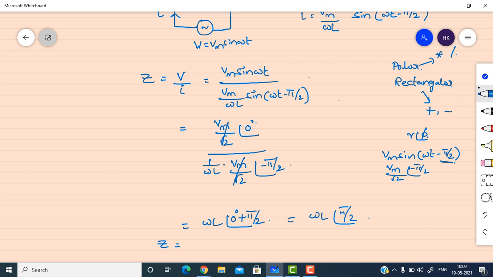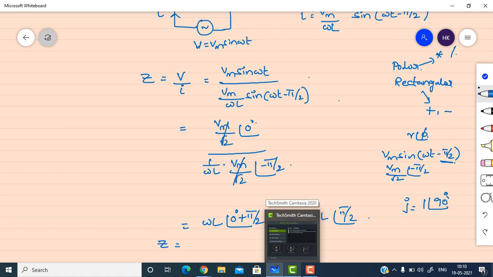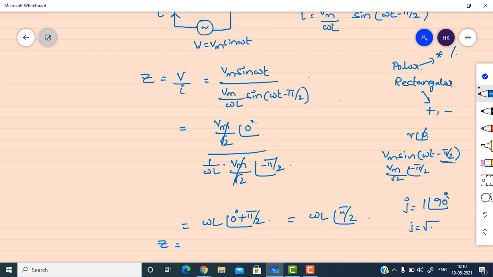Now Z is equal to omega L at an angle 90. 1 at an angle 90 is what? 1 at an angle 90 is nothing but the J value, the J operator. In the rectangular form, I told you this: the J operator is nothing but 1 at an angle 90, or the value is under root minus 1. So here 1 at an angle 90, I am replacing with J.